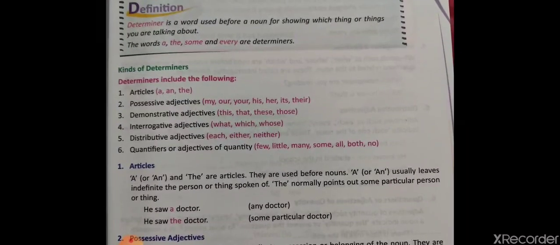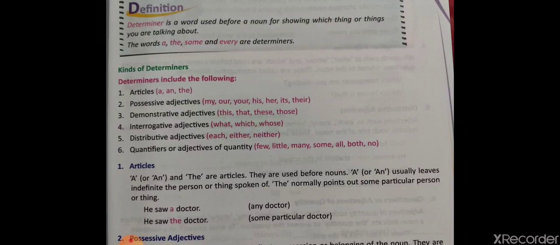With determiners we identify whether the things that we are talking about are one in number, two in number, or what particular thing we are talking about. And these words, the determiners, are used before the noun. They cannot be used after the noun. They can only be used before the noun.